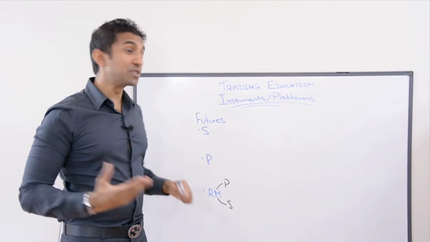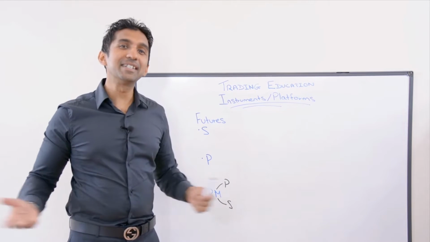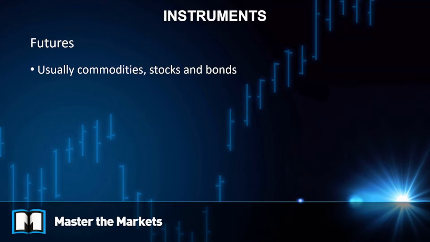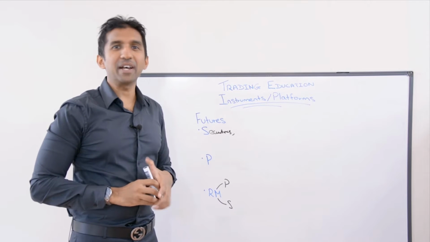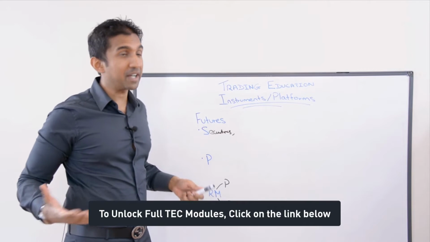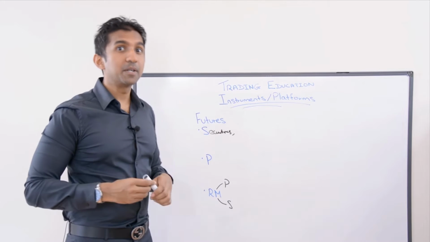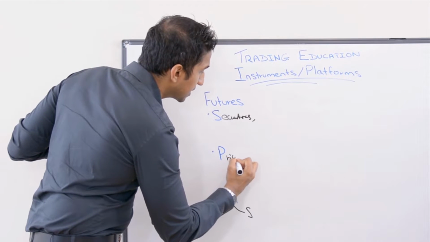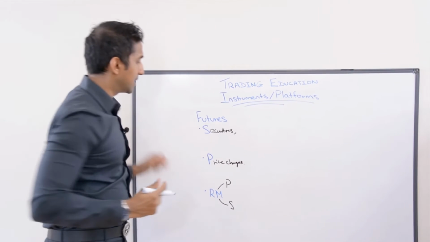Now we move on to the futures instrument. The futures instrument is usually done for securities like stocks, commodities, or bonds. Now you may ask then, what is the relevance of a futures contract? The futures contract is actually to protect producers and suppliers from price changes. Now, what does that mean then?